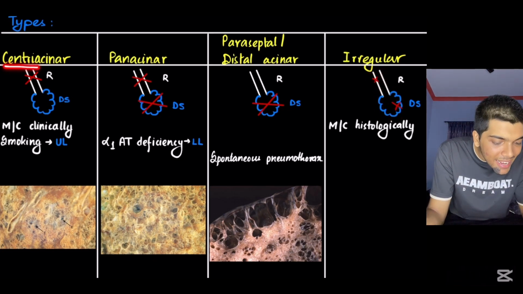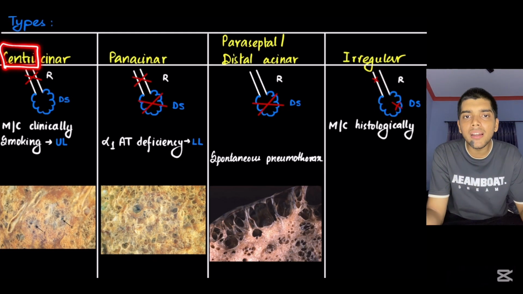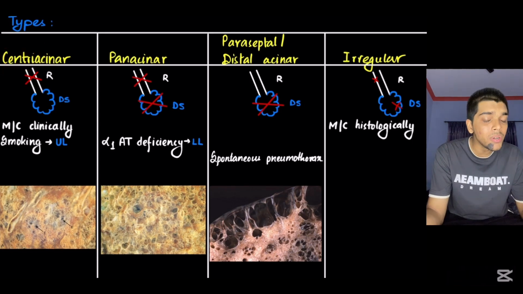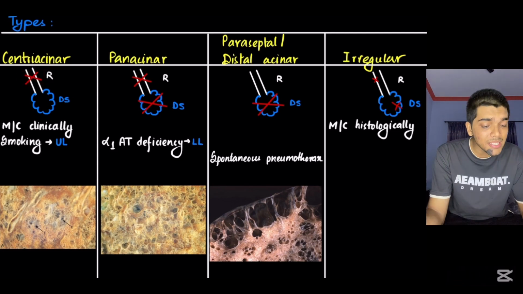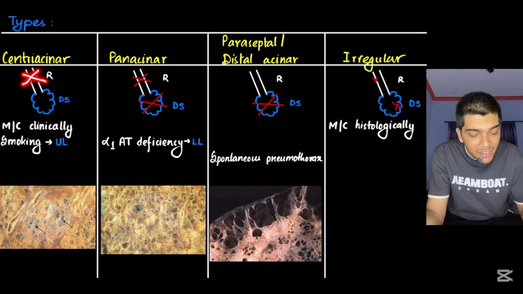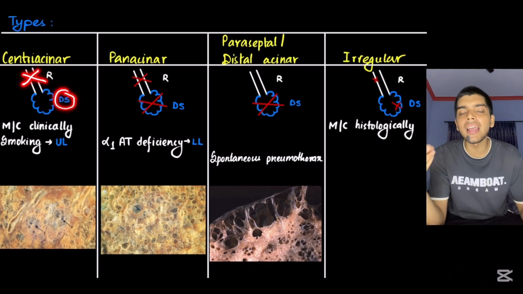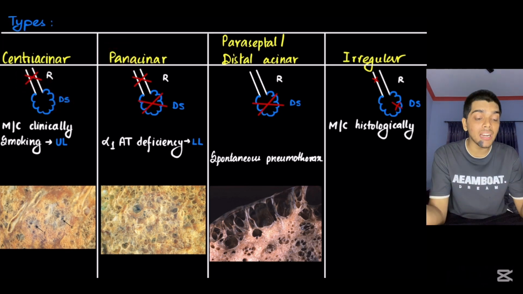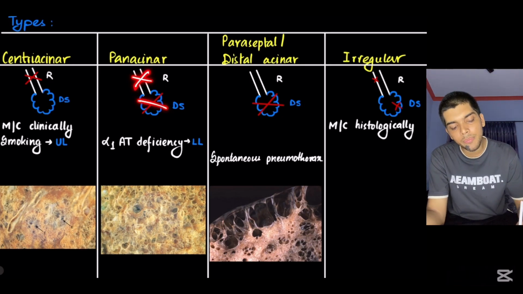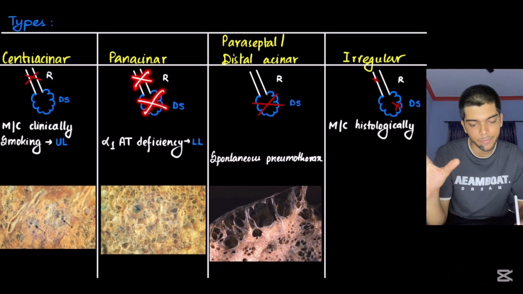In centri-acinar, which part is affected? The central part is affected. Which is the central part? The respiratory bronchiole is the central part. So it's the respiratory bronchiole which is affected. The alveolar duct and sac are spared. Pan-acinar. Pan means what? Complete. That means the complete acinus is affected. Respiratory bronchiole as well as alveolar duct and sac are affected.